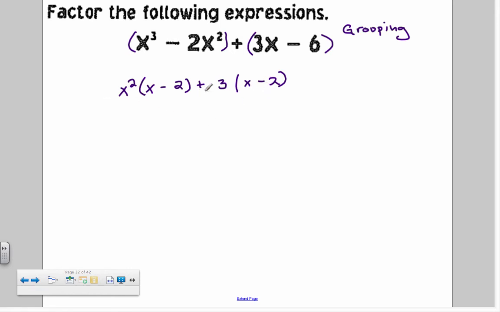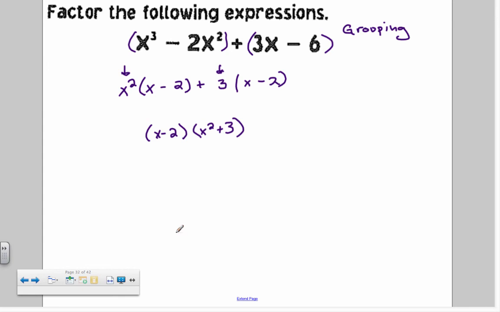So what I'm going to do is write what I have in common first. That's one factor. x minus 2 is one factor of this polynomial. My other factor is what is in front here, because what we're really undoing is like undoing a distribution. So my other factor is x squared plus 3.